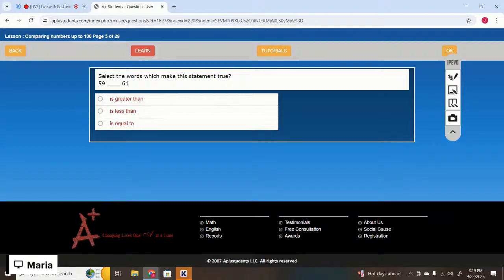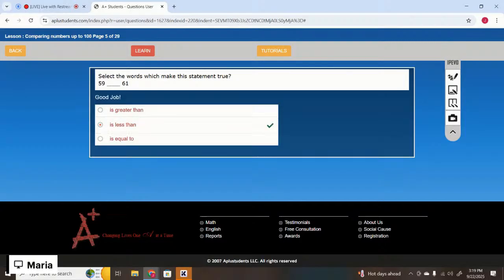Select the words which make the statement true. 59 and 61. Which is the correct option? 59 is less than 61. Option number 3 is the correct option.